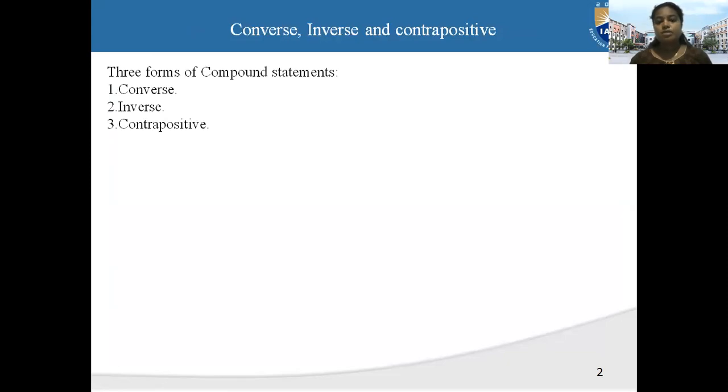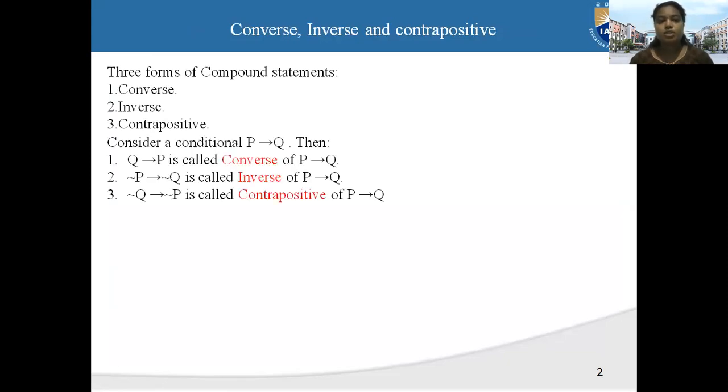So the next concept is the converse, inverse, and contrapositive of the given statements. So what is the given statement? How can you write the converse form, the inverse form, and the contrapositive form? You have to see the three forms of compound propositions. Those are the converse, inverse, and contrapositive.